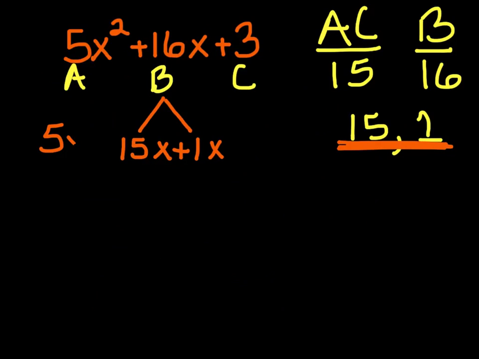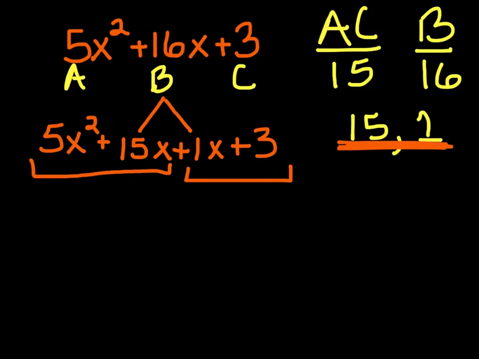And then go ahead and put your 5x squared plus that, and then plus 3. So we still have the same thing. We've just split the middle. And when you split the middle like that, you now have 4 terms. So if you've got 4 terms, then now look at step 5 on your factoring sheet. And this is what you would do if you were given 4 terms to begin with, or if you've split the middle. You group the first 2 terms together, and you group the second 2 terms together.